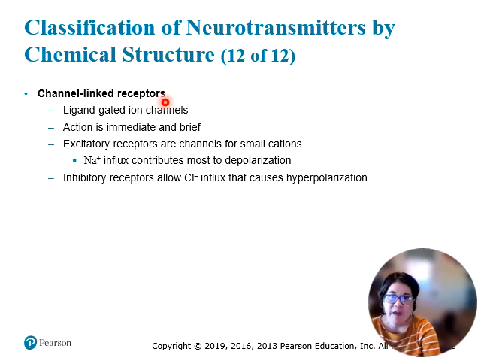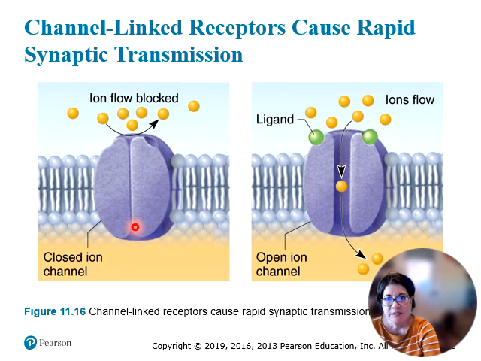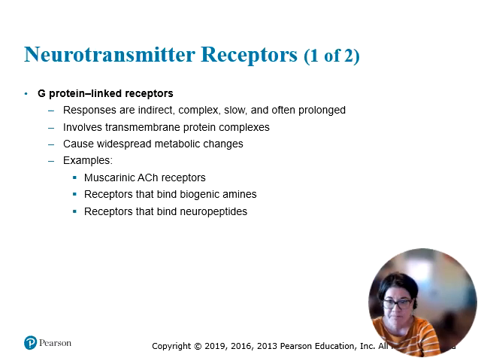And you also have the channel linked receptors. These are ligand gated ion channels. Their action is really fast, and it causes depolarization. So here is your channel when it doesn't have a ligand, and then here's your channel when it does have a ligand, and the ions can flow through.